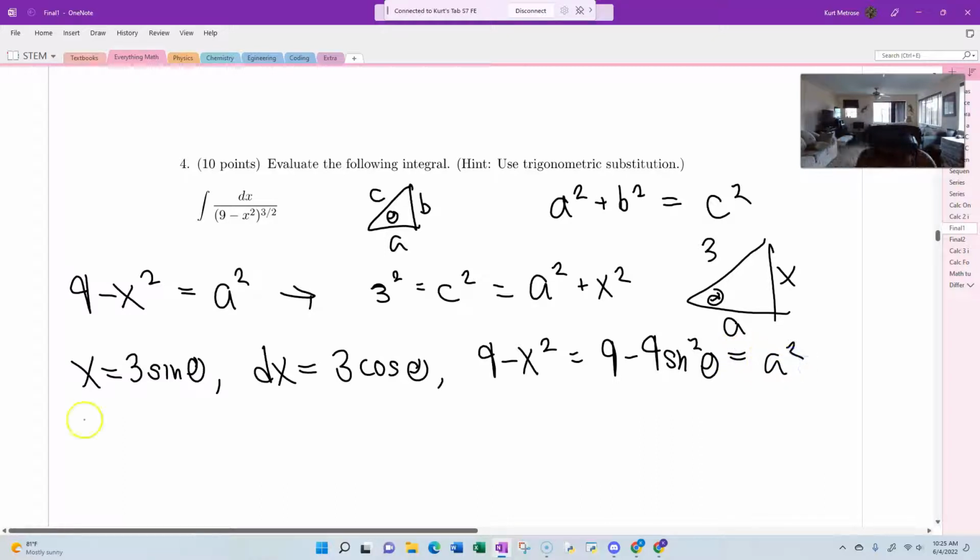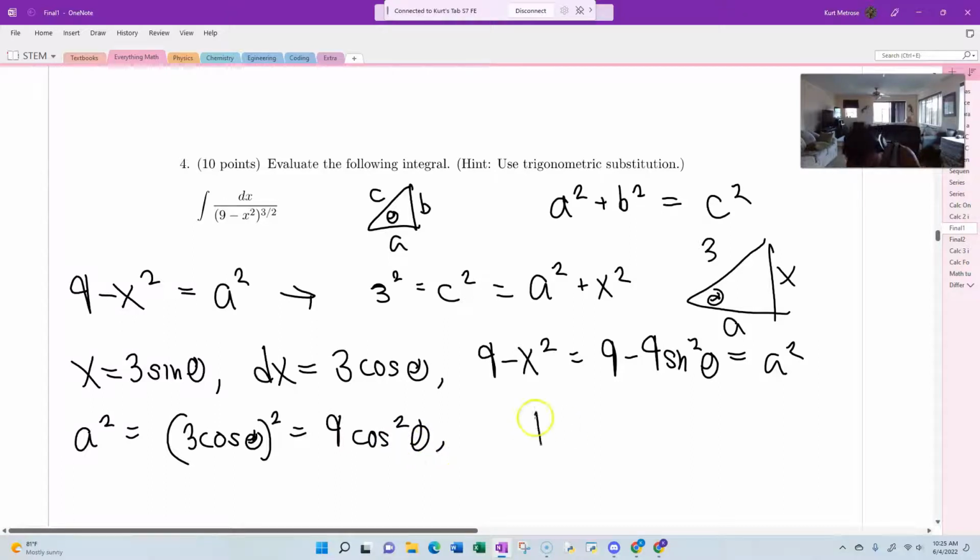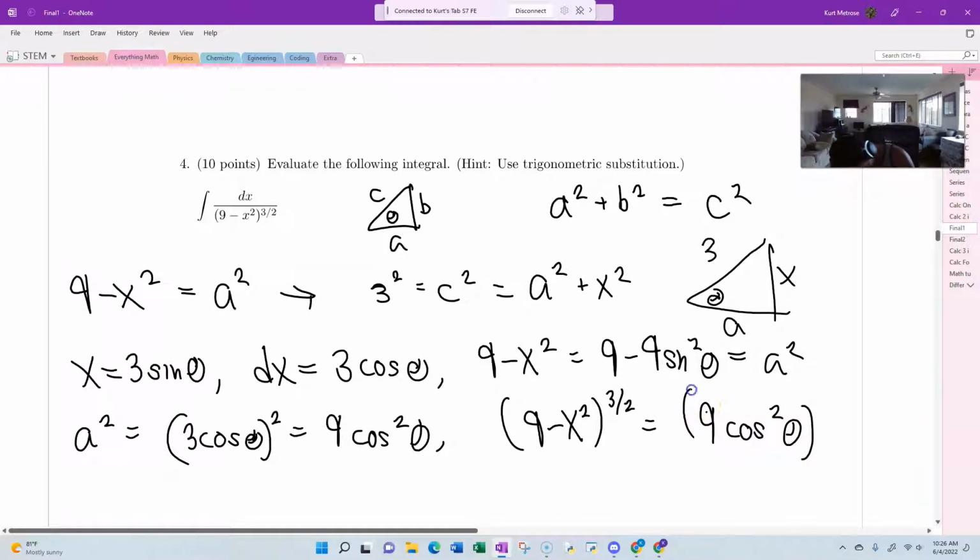And we know that a squared itself must equal 3 cosine theta squared, which is 9 cosine squared theta. So our 9 minus x squared to the 3/2 power is now exactly equal to 9 cosine squared theta to the 3/2.